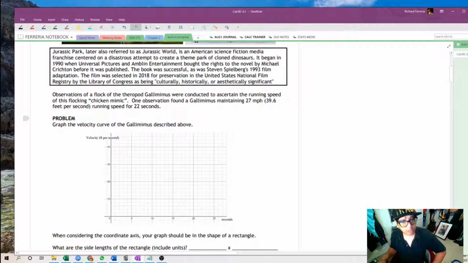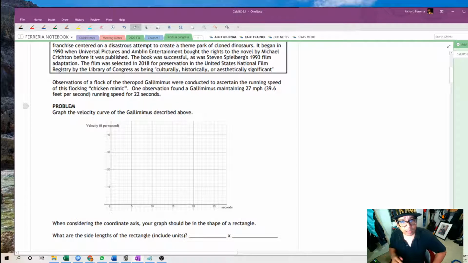So the first dinosaur we're going to look at is the Gallimimus, and in our imaginations, we've got a flock of the theropod Gallimimus. An observation of that flock was done to ascertain the running speed of, quote, chicken mimic. If you didn't notice it, Gallimimus comes from Latin for chicken and mimic or mime. One observation found a Gallimimus maintaining a 27 mile per hour or 37.6 feet per second, running for 22 seconds.